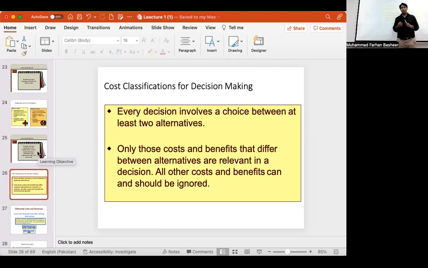Okay, so now we are going to study another type of cost, in which we will study how to decide between alternatives and what the hidden costs of different alternatives are. Is it clear?